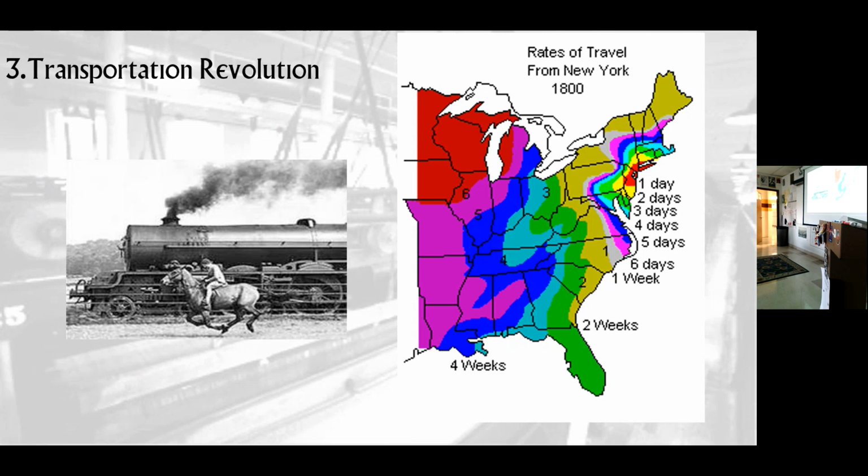But in the War of 1812, they couldn't move people around, supplies around. They felt they needed this. Yes, this is an American steam engine racing a horse. I just thought that was a good picture. But this is how long it took to move goods from New York City. And in red, that's 1 day.